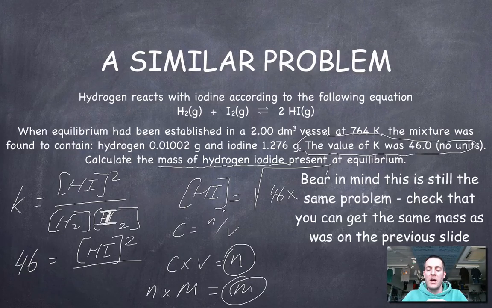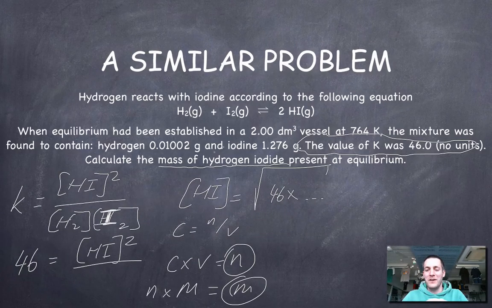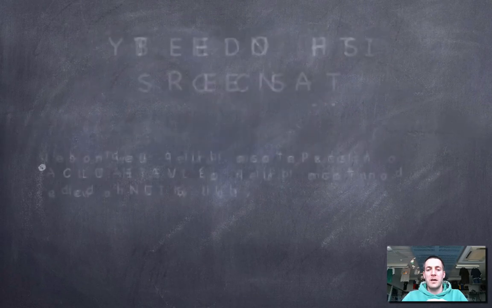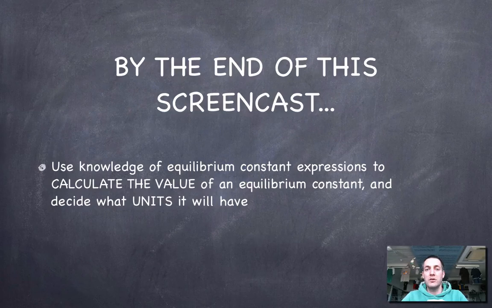Okay, so once again, I'm not going through that whole calculation, partly because it won't fit on my slide, but partly because it's basically fairly simple stuff from the quantitative chemistry topic. Might be worth checking that you can do it and that you get the same mass that you had before, because this is exactly the same problem. I've just rearranged the numbers slightly. Okay, but that's about it, really.